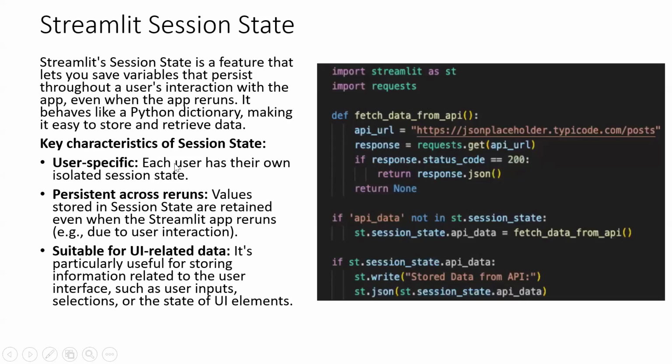So the key characteristic of session state is that it is a feature that lets you save variables that persist throughout a user's interaction within the app, even when the app reruns. It behaves like a Python dictionary, making it easy to store and retrieve values. Okay, so instead of the way we were saying that we can save one JSON file on the laptop in order to save the conversation, now we can use session state to save all those values in my session itself.